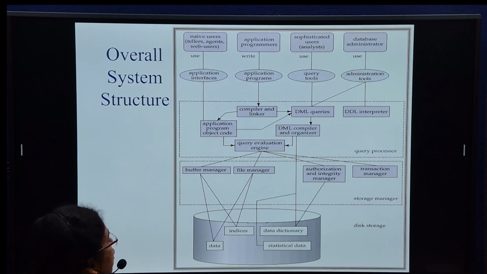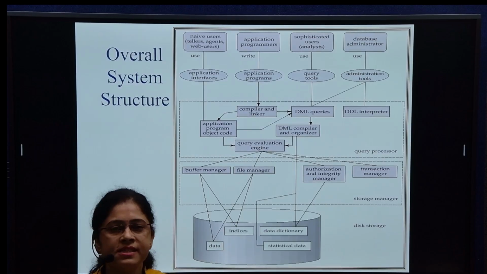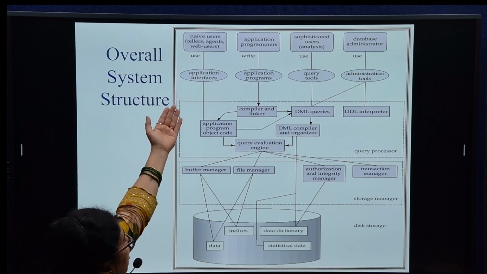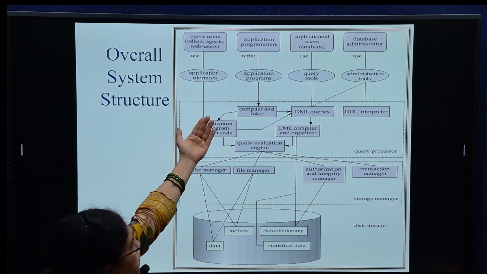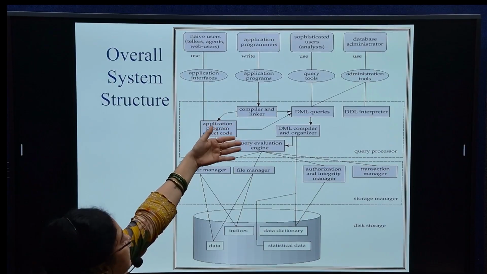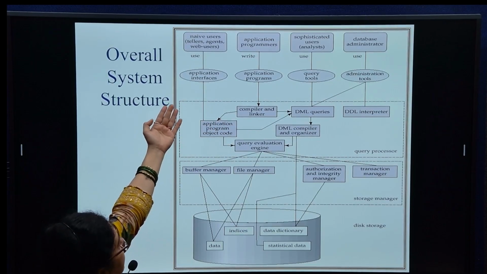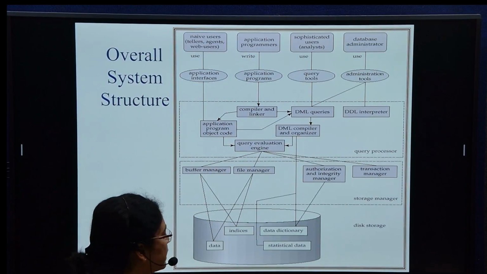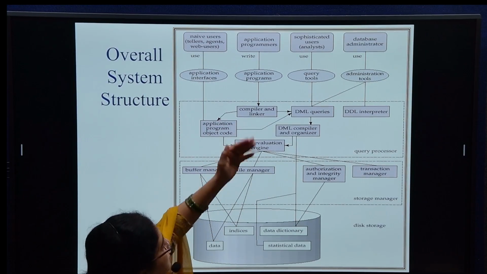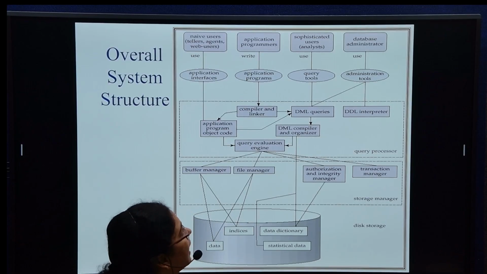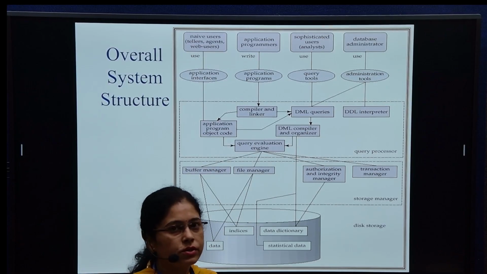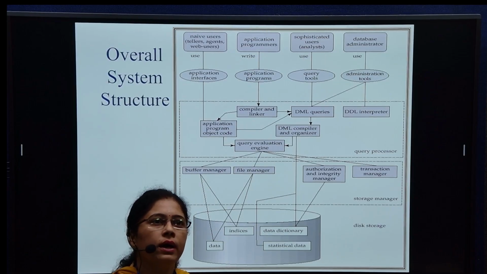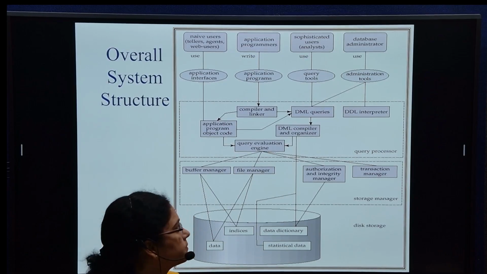So here is the overall structure of the database management system, how the database is internally structured. On the top we have naive users, application programmers, sophisticated users, and DBA. That I have discussed. The naive users are the permanent users, application programs which are interacting with the database through writing an application, and the sophisticated users are the analysts, and the DBA are the special users who are giving the access to the system or who are issuing the commands to the system.